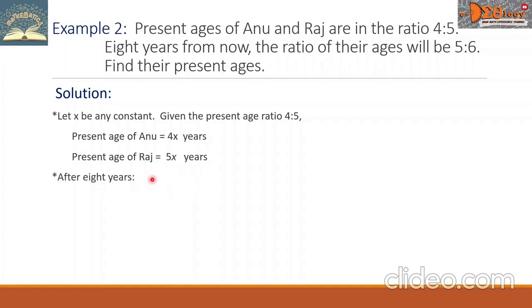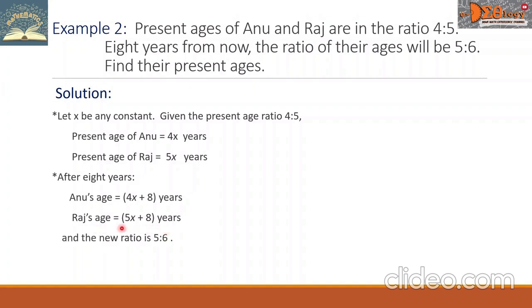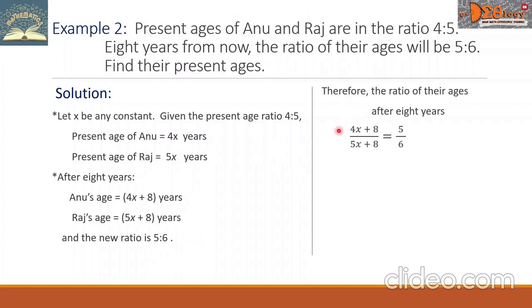Now, after 8 years, this will be the expression of the ages. For Anu's age, we have 4x plus 8 years, while the Raj age equals 5x plus 8 years. And there is a new ratio given as 5:6. To show this as an equation, we will write now 4x plus 8 all over 5x plus 8 equals 5 over 6. And from here, let us solve for x.